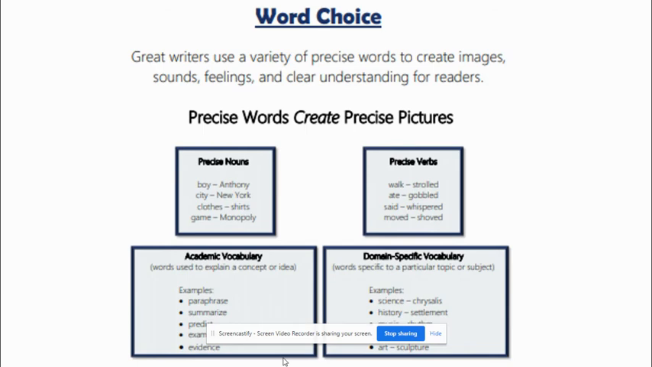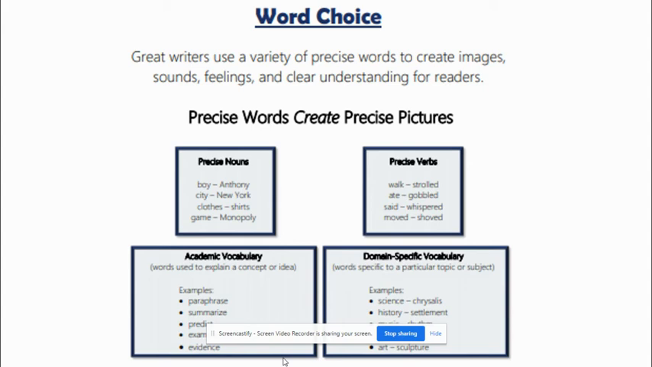Great writers use a variety of precise words to create images, sounds, feelings, and clear understanding for readers. Precise nouns: rather than using the word boy, we give the boy a name, Anthony. Rather than just saying going to the city, what city are we going to? We're going to New York. Rather than just saying clothes, be more descriptive. What part of the clothes? The shirts, the socks, whatever it might be. And instead of saying the boy played a game, what game did he play? He played Monopoly.